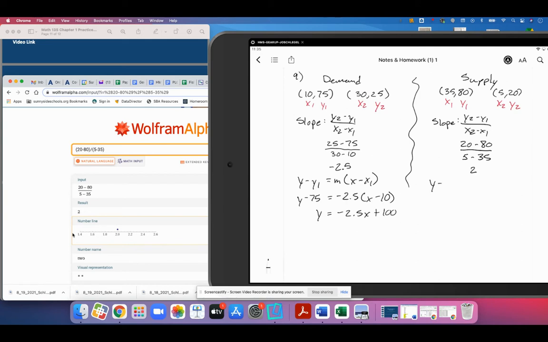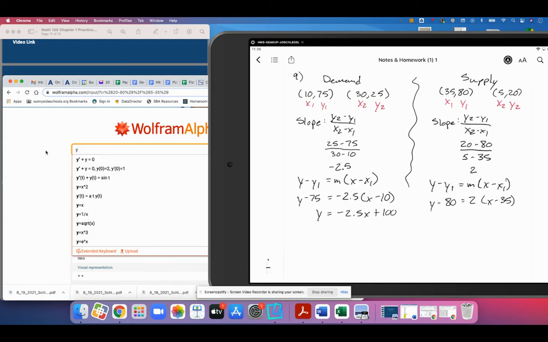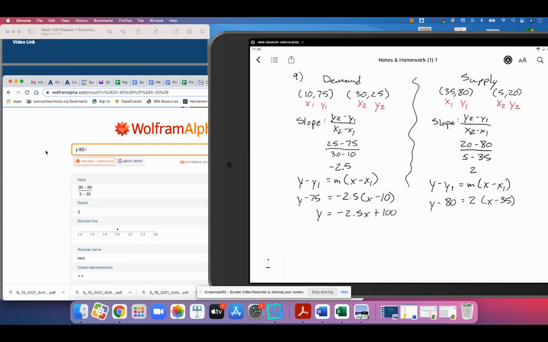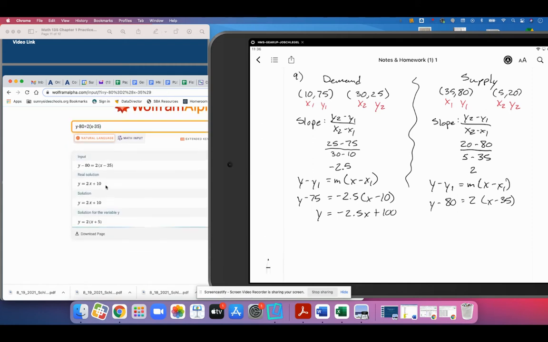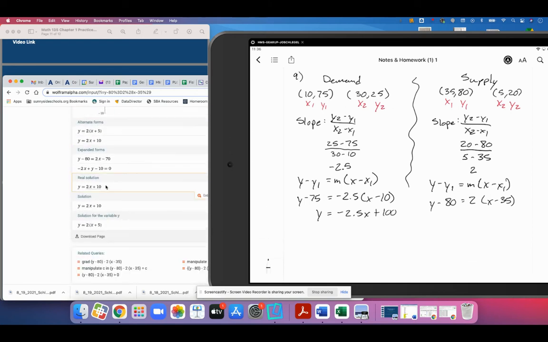Point slope form is next, everyone. y minus y1 is equal to m times x minus x1. Our y1 value is 80. Our slope is 2. x minus x1 is 35. So, similar to the demand function, we prefer slope-intercept form, so let's get an alternative form out of this. And so our alternate form is going to be y equals 2x plus 10.